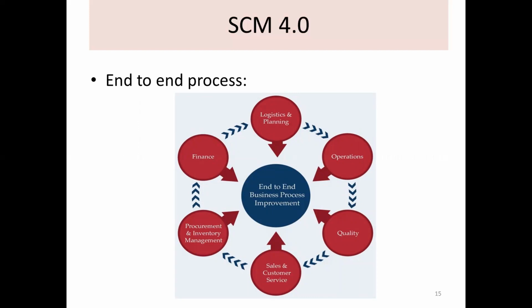So this is the end-to-end business process improvement. It starts with logistics, planning, operations, quality, sales, customer service, procurement, and inventory management. Finally, the financing is also done. All the processes are linked with end-to-end business process improvement.